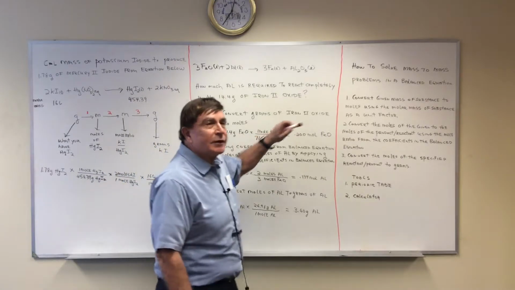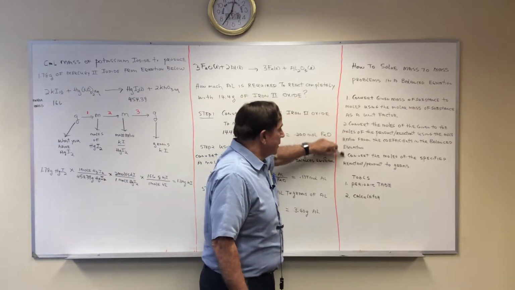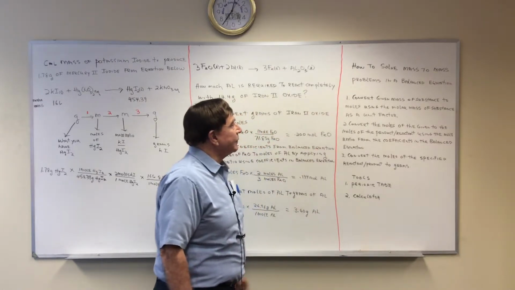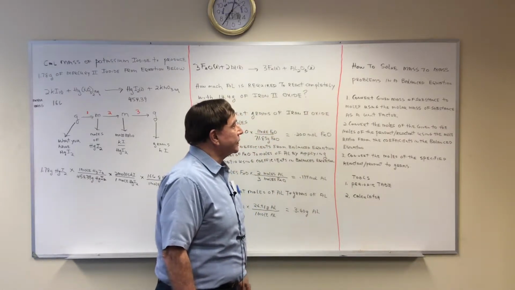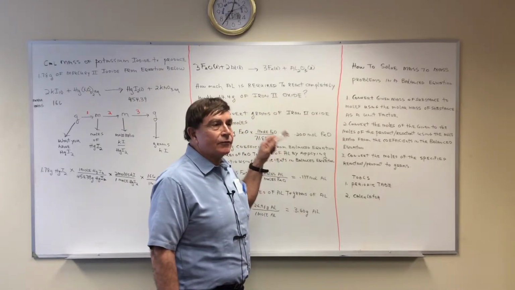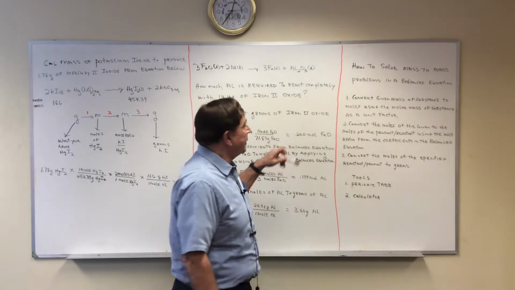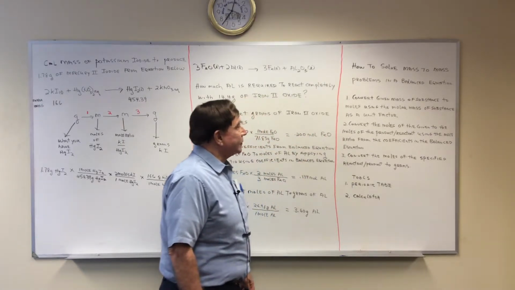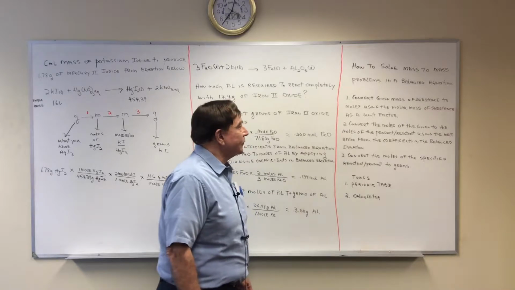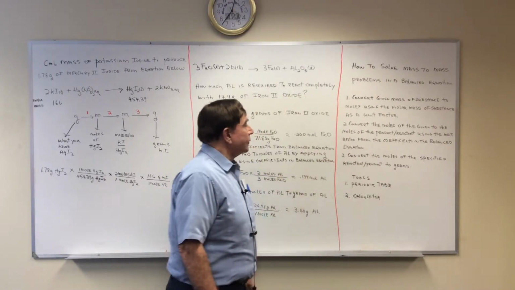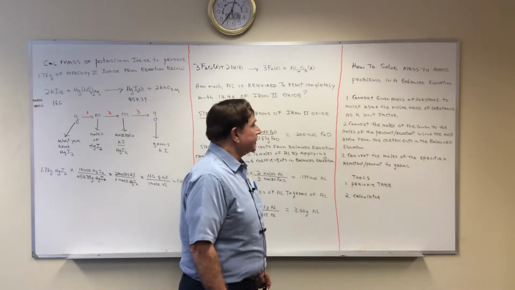So here's how we have to do this. There's an actual sequence of events that you must follow, and I'm going to go through it with you. First, you convert the given mass of the substance to moles using the molar mass of the substance as a unit factor. Again, when we have a problem, I'll be going through each one of these steps, step by step. Second, convert the moles of the given to the moles of the product or reactant using the mole ratio from the coefficients in the balanced equation. Third, you convert the moles of the specified reactant or product to grams.